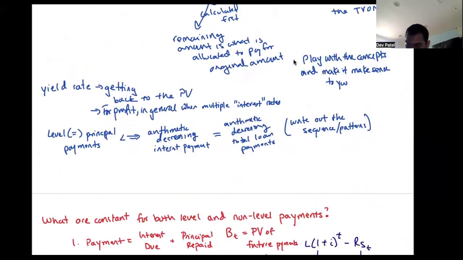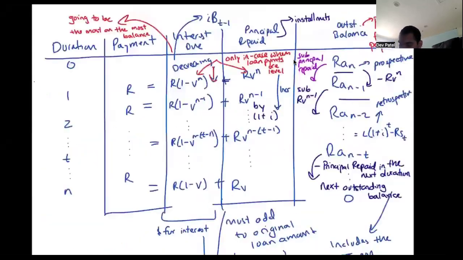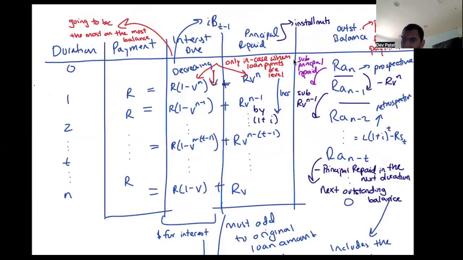So if we have level principal payments, that's going to mean that we have an arithmetic decreasing interest payment and that we have an arithmetic decreasing total loan amounts. And so one of the things you really want to draw here is this entire chart of what was the payment, what's the interest due, what's the principal repaid, what's the outstanding balance. If you can really visualize this chart in every single problem, that's really going to help you understand the relationships between these four different categories, and you can again derive each of the other remaining amounts from having a visualization of the information that you have.